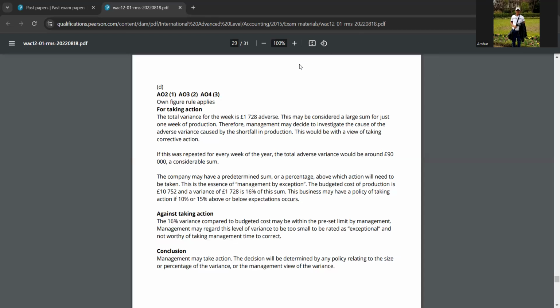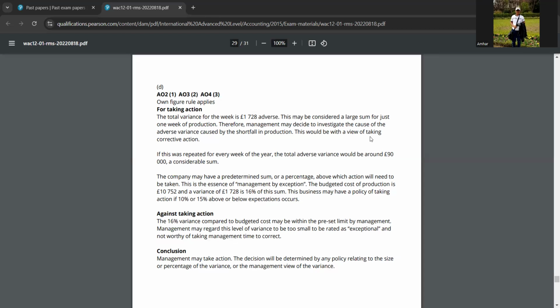So what you can tell here is, okay, look at my screen. For taking appropriate action, you can say the total variance for the week is 1728 adverse. Total variance means labor efficiency plus labor rate, the total labor variance. Did you understand that? Yeah, I understand that. This may be considered a large sum for just one week of production.